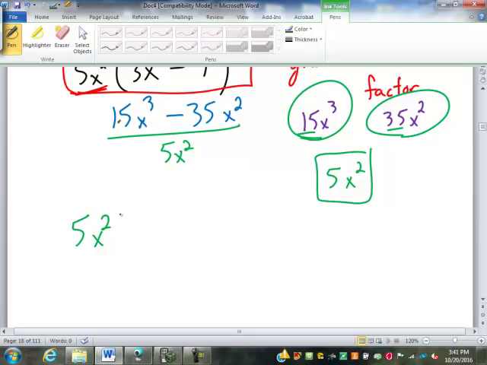15x to the third divided by 5x squared is 15 divided by 5 is 3. X to the third divided by x squared is x. Negative 35x squared divided by 5x squared. Negative 35 divided by 5 is negative 7. X squared divided by x squared cancels out. So there it is. We just factored that.